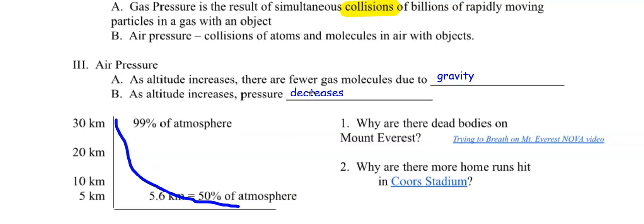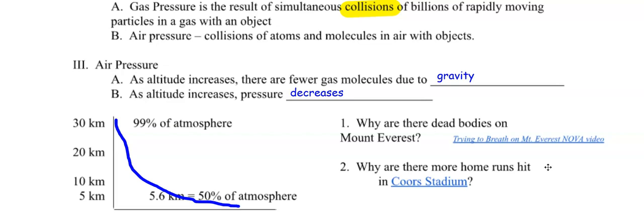So here's a little tidbit, something to think about. Why are there dead bodies on Mount Everest? If you want to Google this, try the "Trying to Breathe on Mount Everest" Nova video. They say there are dead bodies if you walk along the path to climb Mount Everest. Why do they die? Well, they can't breathe. So why don't they do something about it? If it's difficult to breathe at the altitude of Mount Everest, you're not going to carry a dead body down the hill with you. You're probably going to die too.